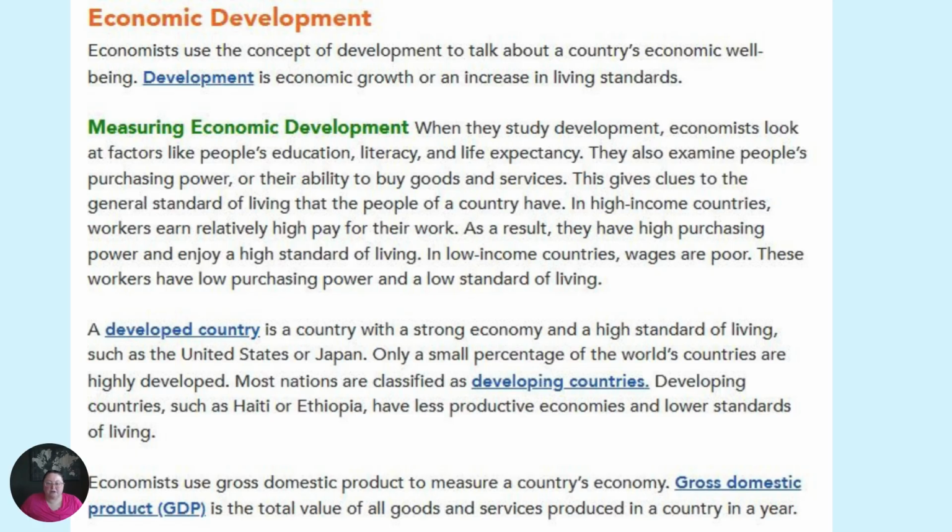A developed country with a strong economy has a high standard of living, such as the United States or Japan. Only a small percentage of the world's countries are highly developed. Most nations are classified as developing. Developing countries, such as Haiti or Ethiopia, have less productive economies and lower standards of living. Economists use gross domestic product to measure a country's economy. GDP, or gross domestic product, is the total value of goods and services produced in a year in that country.